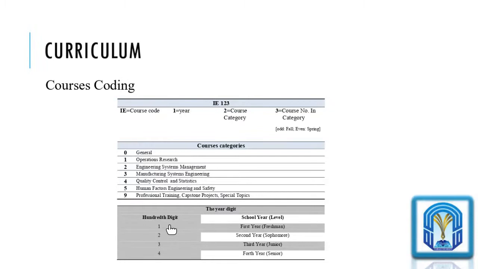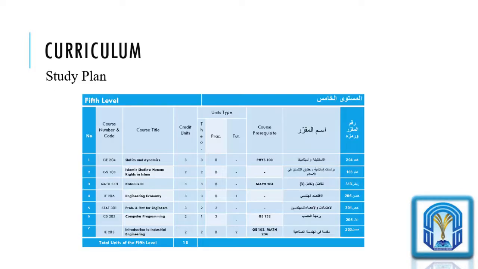The hundreds digit represents the year, and 1 means the first year, the freshman. Then 2, the second year, the sophomore. In the next year, you will go to the junior level, and in the last year, the capstone, you will have the senior level, or the 4th year. So this is the breakdown of the course numbers and digits. You know more information about the course by just looking at the number, and it also implements industrial engineering concepts in numbering and sorting the courses.